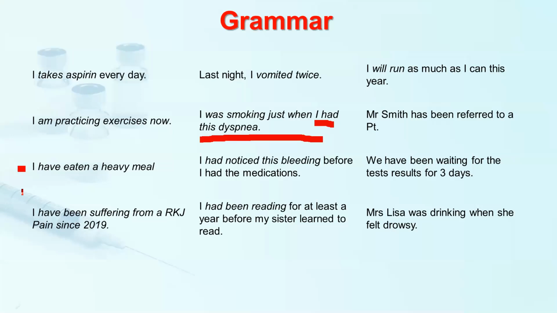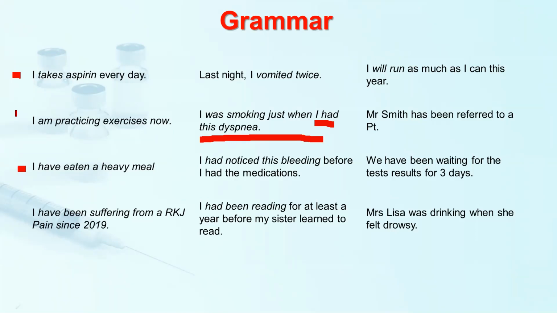I have eaten a heavy meal. This is present perfect. And what's the meaning of this sentence? This means that I finished eating just now, or the event of eating this meal still has an effect on me till now.